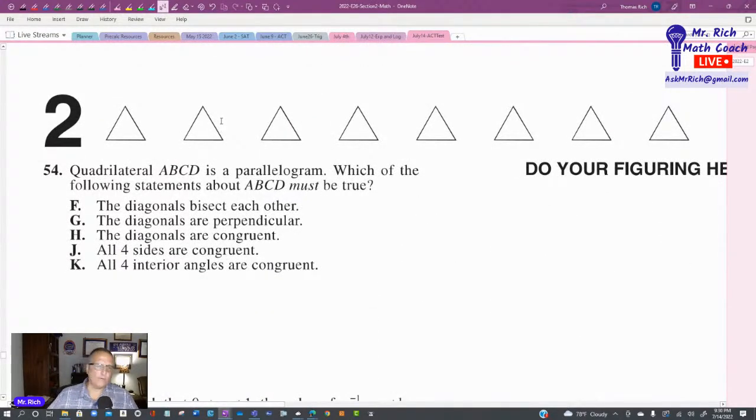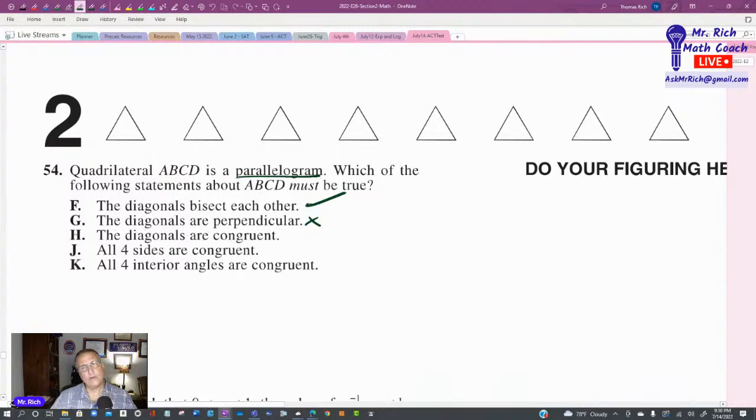54, quadrilateral ABCD is a parallelogram. Which of the following statements about ABCD must be true? All right, so we want to know how much we know about parallelograms. The diagonals bisect each other. That's always true about a parallelogram. I like that answer. No, diagonals are not perpendicular. They would be if it was a square or a rhombus. But they're talking about a parallelogram, so you have to include all parallelograms.